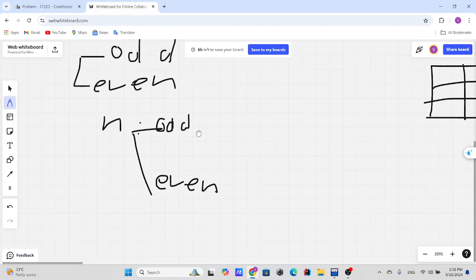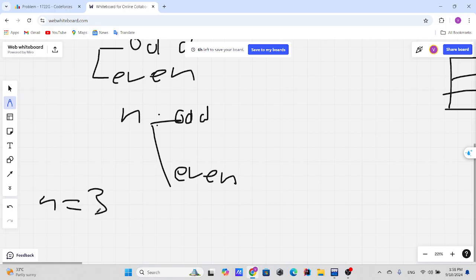What happens if n is 3? We should get maybe, n is 3. What should we do really? N is 3. What should we do with n is 3? If one is 1, right? And another is, let me think about this one. Odd and even. Okay.